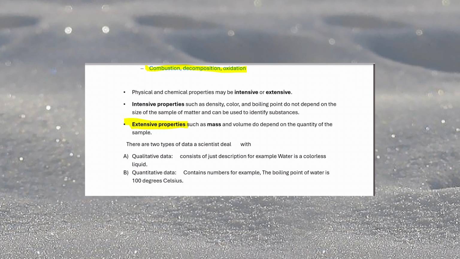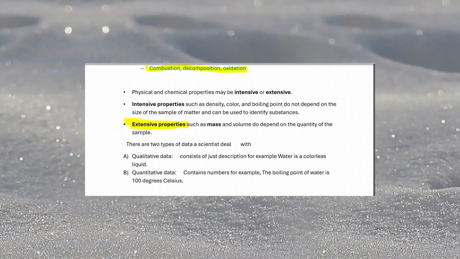There are two more things which I would like to draw your attention to today. When you investigate something, you come across two types of data. Either it is qualitative data or it is quantitative data.